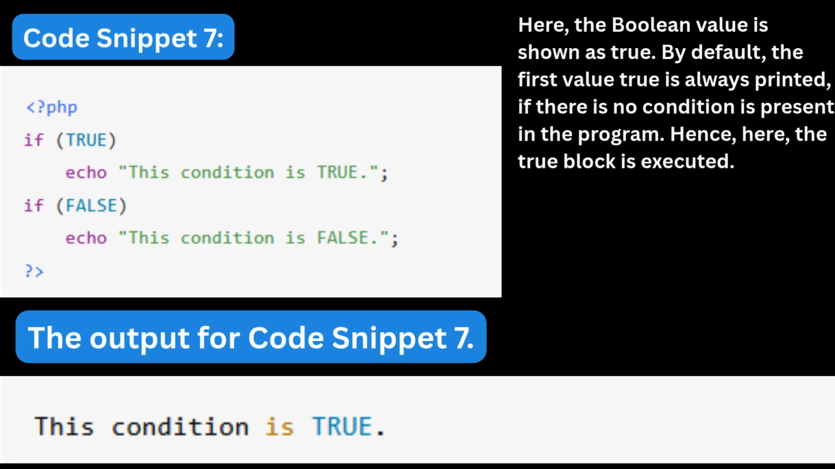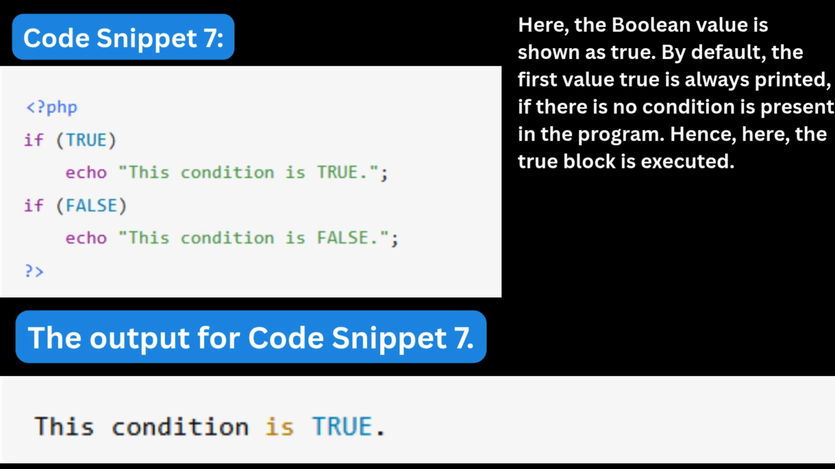Let's understand this step by step. When PHP reads the first condition, if true, it immediately recognizes that the condition is logically true. Because this condition evaluates to true, PHP executes the code inside the block and displays the message, "This condition is true," on the screen. Next, PHP reaches the second condition, if false. Since this condition is false, the statement inside it is ignored. That means the text, "This condition is false," will not appear in the output, because the false block never gets executed.